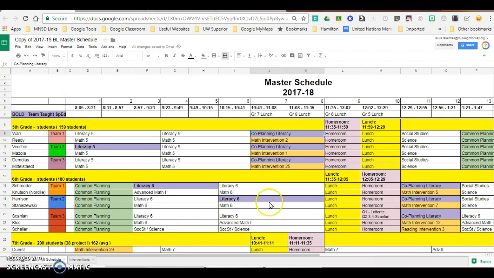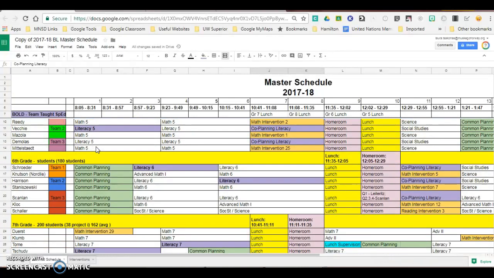So here's a look at our master schedule. It's pretty overwhelming, I think, at first, but everything is really purposefully color-coded and planned out here. You'll notice right away at the top we have team-taught special ed classes, and you'll see that that purple color carries through for all of our grade levels, and there's a planning period for those co-taught classes for grades 5, 6, 7, and 8.